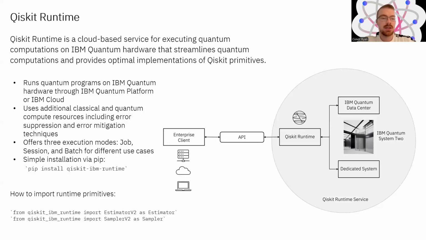Whereas the estimator takes an extra input, being a quantum observable, such as a Pauli string, that you want to get the expectation value of after running your circuit, and it will instead return expectation value data for that observable.